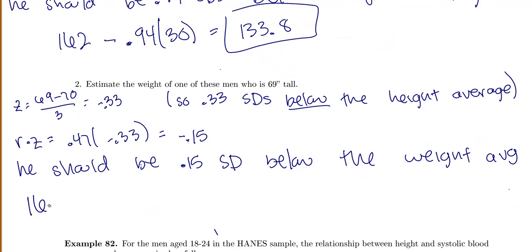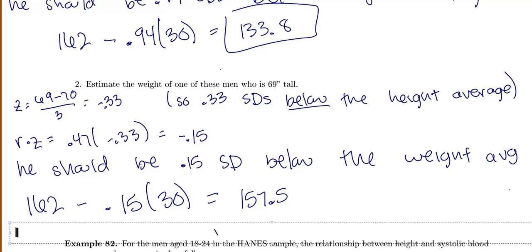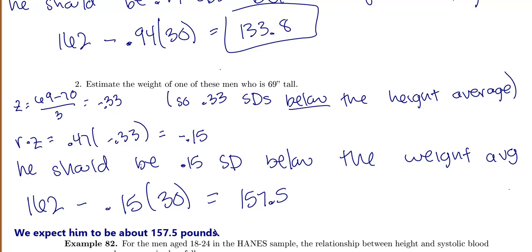Let's see what that would be then. So the weight average is 162, and then we need to minus our 0.15 standard deviations for the weight. And this gives me 157.5. So we expect him to be about 157.5 pounds. Now he's probably not going to be exactly 157.5 pounds, but this is our best guess.